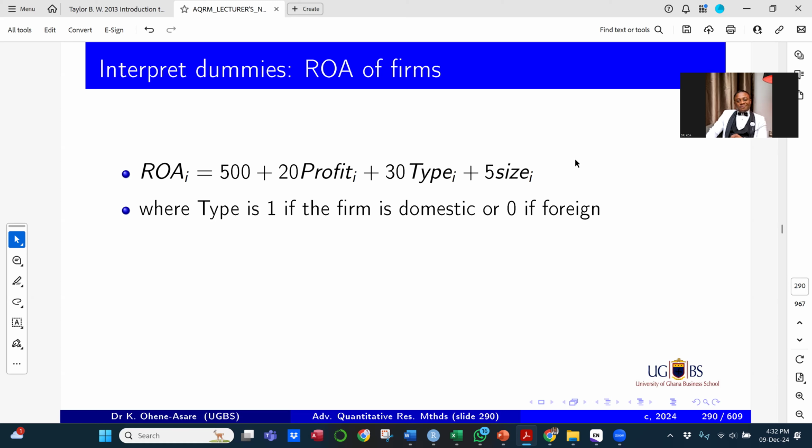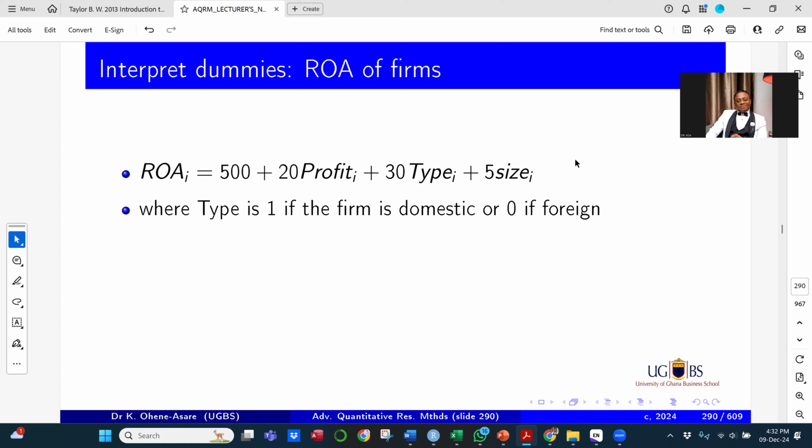On average, given the type of the firm and the size of the firm, a 1 unit increase in profit will increase return on asset by 20 units. Now remember, profit is not a dummy, so it's a dynamic variable, so it's changing. It's not static, it's dynamic. So you can say that a 1 unit increase, then ROA increases by 20. So the 20 in front of the profit is not for the profit, it's for the return on asset. It's for the left-hand side.